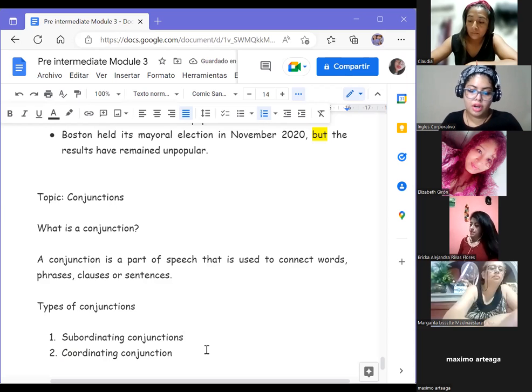In this case, they are also known as coordinators. These conjunctions coordinate or join two or more sentences, main clauses, words, or other parts of speech, which are of the same syntactic importance. Then we have number three, correlative conjunctions.